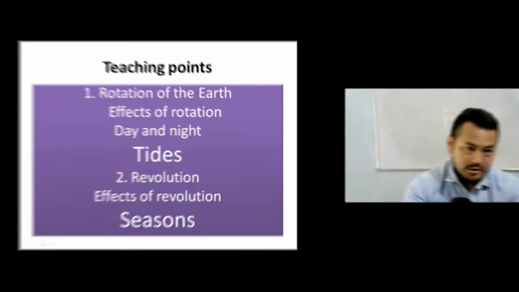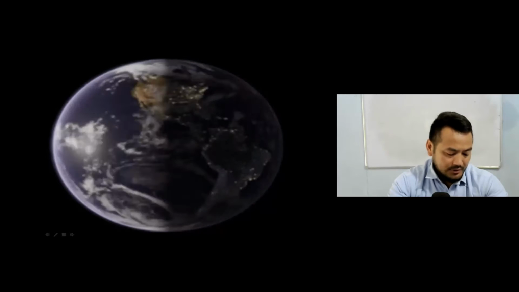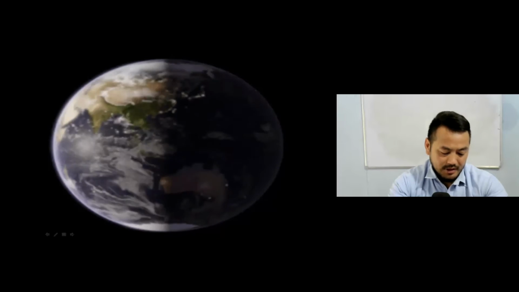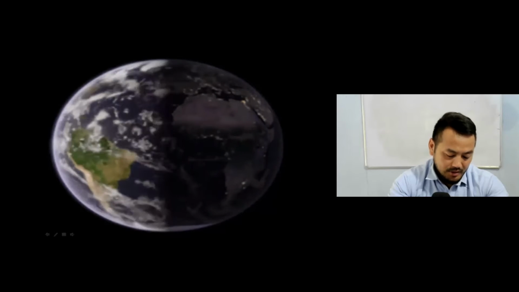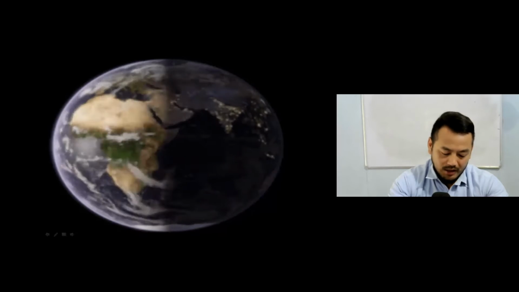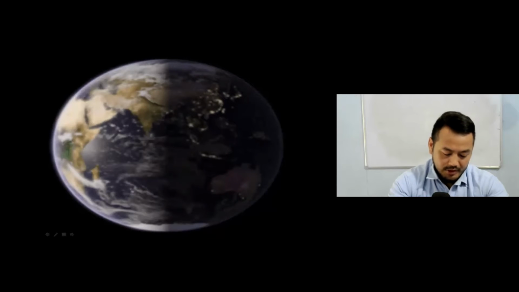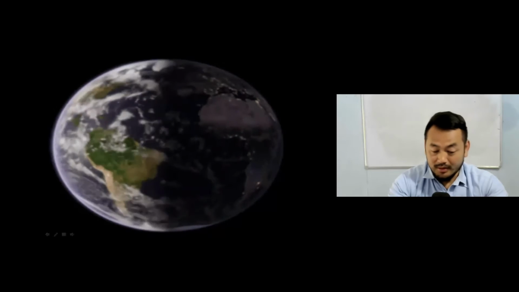Number 1, rotation. You might have seen the sun rising in the east and setting in the west every day. However, it is the earth's spinning motion from west to east that creates the impression of the sun rising and setting. This motion of the earth on its axis is called rotation. One complete rotation takes 24 hours or one full day. And the period of rotation is known as the Earth day.